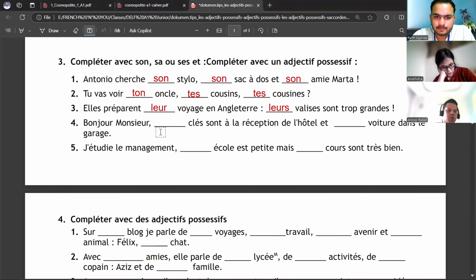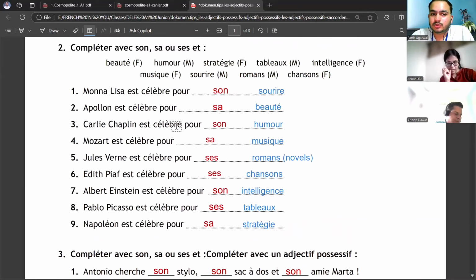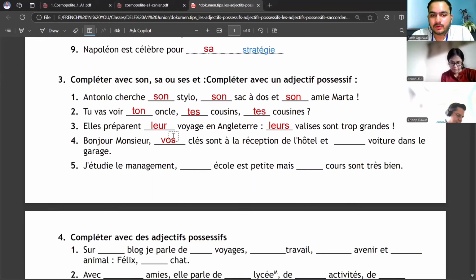Bonjour, monsieur. Votre... No. The people are saying bonjour, monsieur. It's a formal situation. Good morning, sir. Your keys are at the reception of the hotel. Key means keys. Okay. So vos. Why have we added vos? Because keys are plural. Yeah. And it's a formal situation, so vos will come.